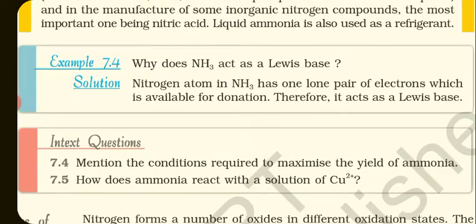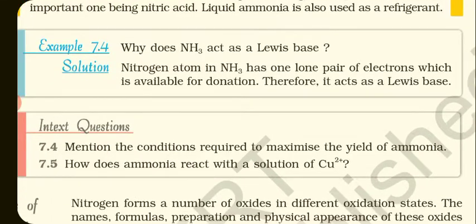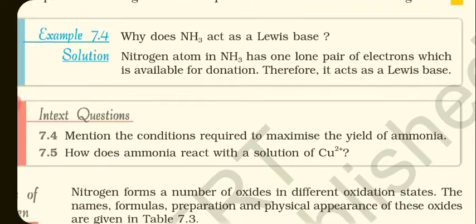Why does NH3 act as a Lewis base? Because the nitrogen atom in NH3 has one lone pair of electrons which is available for donation to other molecules like BF3, boron trifluoride. Therefore it acts as a Lewis base.